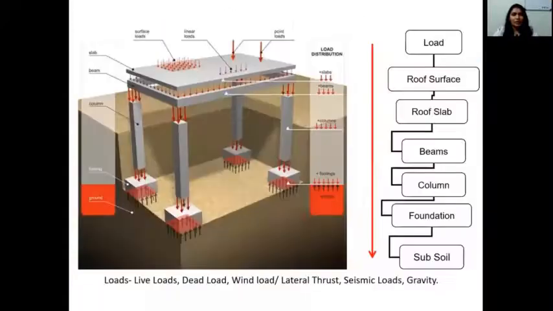Okay, so let us see how the load transfer happens. It's a very important phenomenon to understand what are the elements that contribute to the load transfer and how it is transferred. So we all know there are different type of loads that are exerted or that are continuously acting upon any structure or any building. So the first one is live load, which is occupants, furniture, some heavy machineries. Then it's a dead load. Dead load is the self weight of the structure. Then you have wind load or lateral thrust. Wind loads are basically concerned when there are high-rise structures.